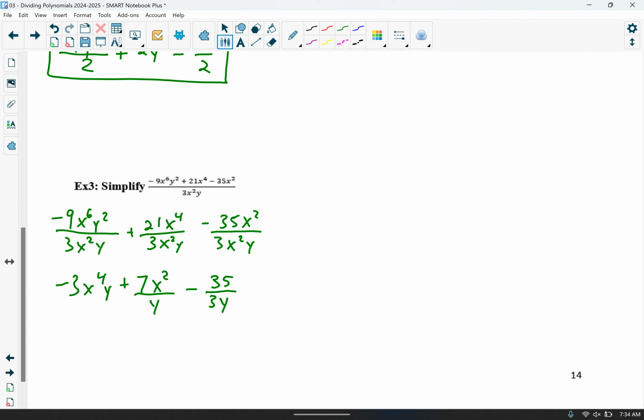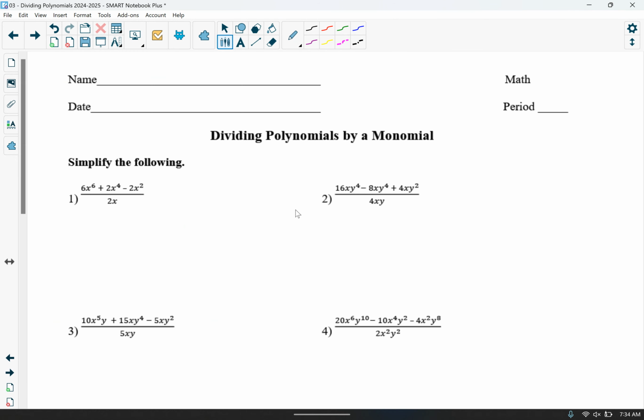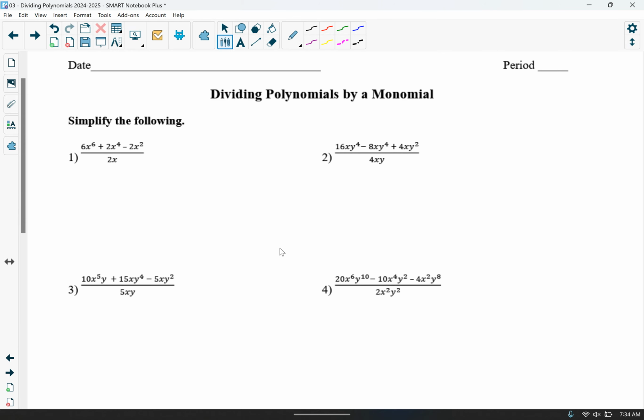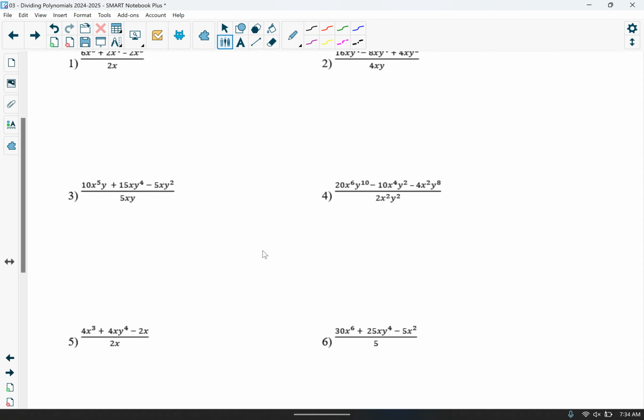3y. Okay? And that would be our final answer, and this final answer would not be a polynomial because of the y's in the denominator. Okay? So that was a short little lesson. So now we're going to take the next few minutes to just work on the next page before moving on.